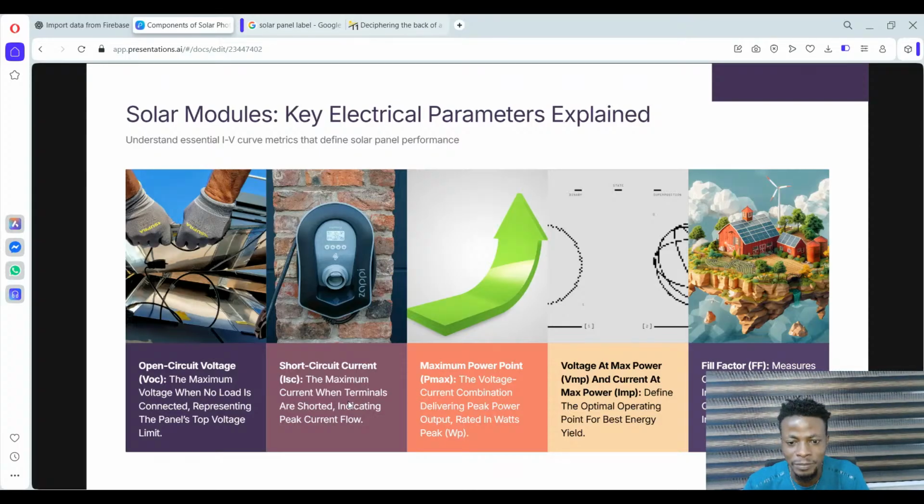You also have the voltage at max power. While the panel is delivering maximum power to you, the voltage you can get is called the VMP, and the current is IMP, which are the voltage and current at max power. It defines the operating point for best energy use. You also have the fill factor, which measures curve squareness, indicating panel quality, as calculated by VMP times IMP divided by VOC times ISC. So this shows you the quality of the panel over time as you begin to use it.